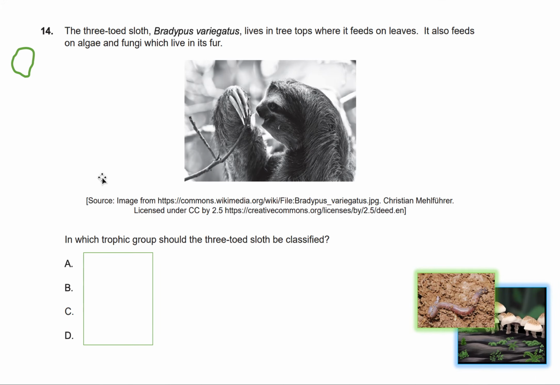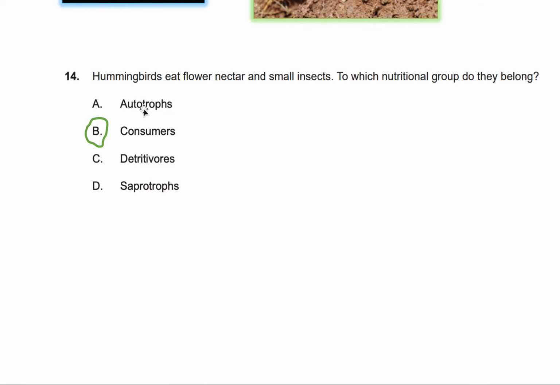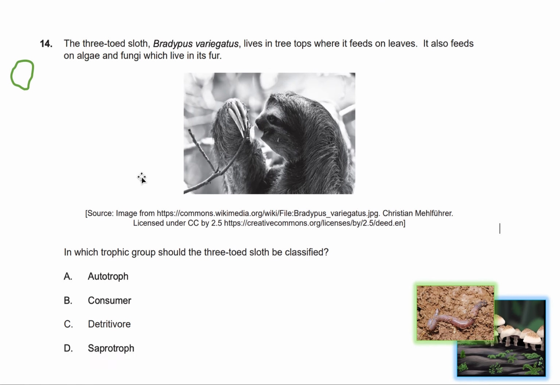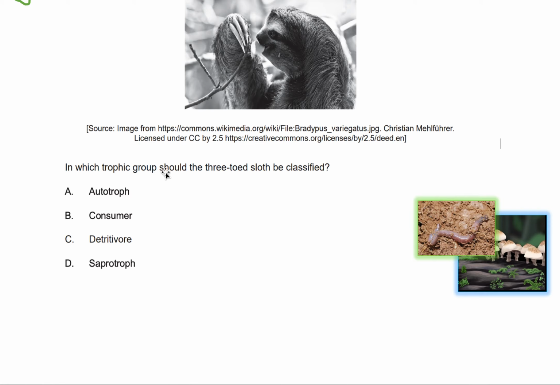Okay, the three-toed sloth, Bradypus variegatus, lives in treetops where it feeds on leaves. It also feeds on algae and fungi, which live in its fur. So let's check the options. So again, this is a pretty similar question as the one we just saw here. They ask about the type of nutritional group they belong to. So in which trophic group should the three-toed sloth be classified? So again, trophic groups, if you don't know, trophic means feeding. So in which feeding group does it belong?